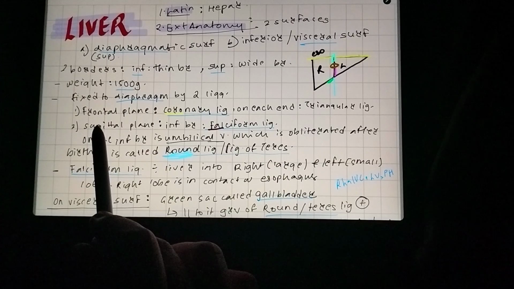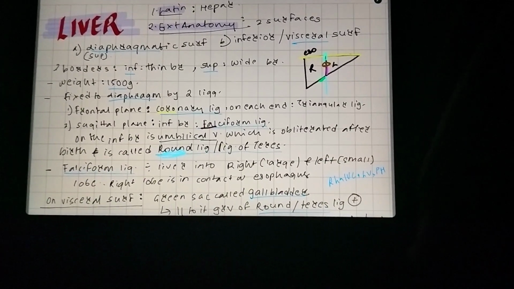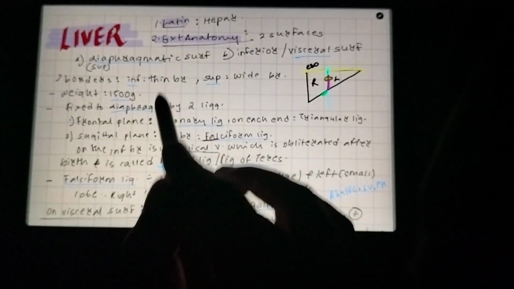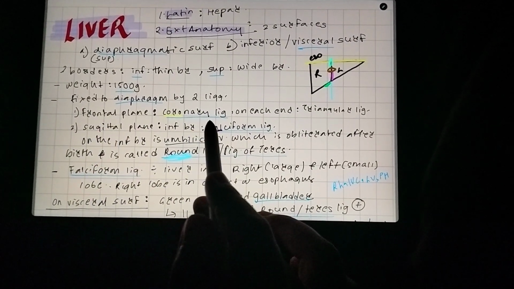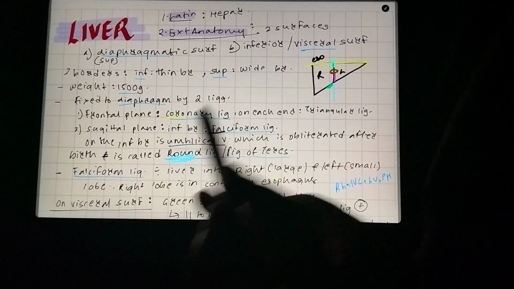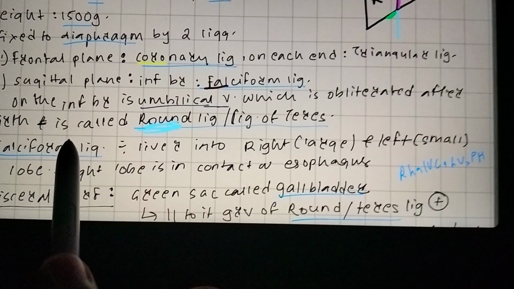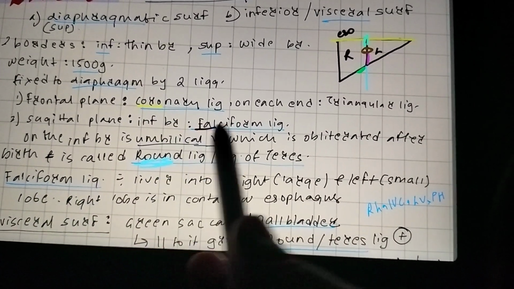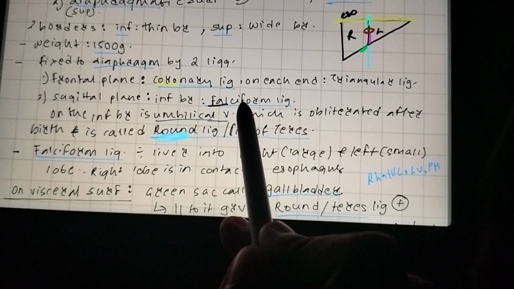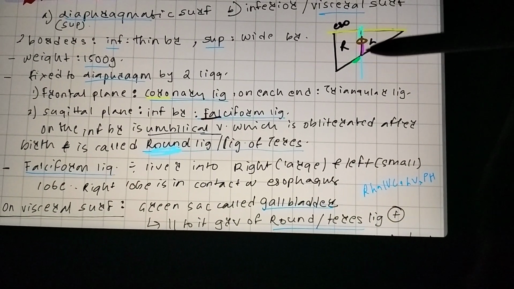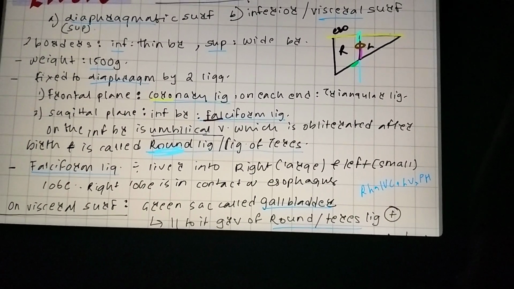If we say the liver is fixed to the diaphragm by two ligaments, it is based on two planes. On the frontal plane we have the coronary ligament, as you can see, and on the sagittal plane, on the inferior border, we have the falciform ligament. One right here. This is the falciform ligament.